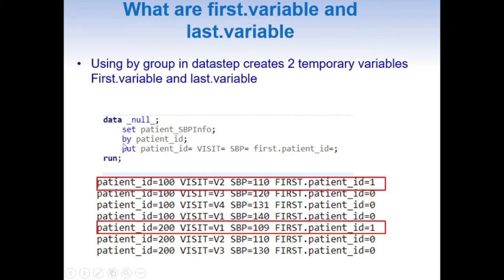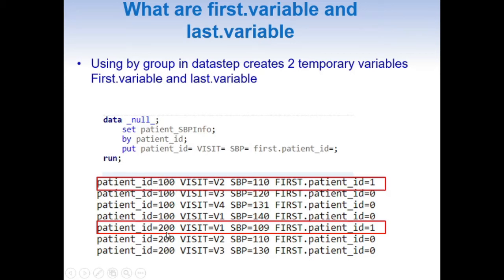As I am interested in looking at the variable values, I am using a put statement here. I am doing put, and then I am using patient underscore ID equal to, visit equal to, SBP equal to, and also first dot patient underscore ID equal to. This puts the values of each variable for each observation into the log. Now let us try to understand these results in our log. I have pasted these results here and also highlighted a couple of observations.